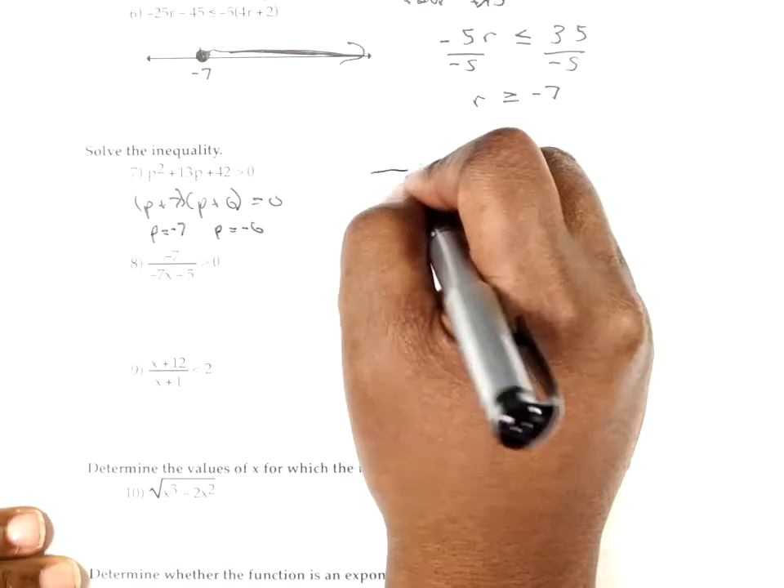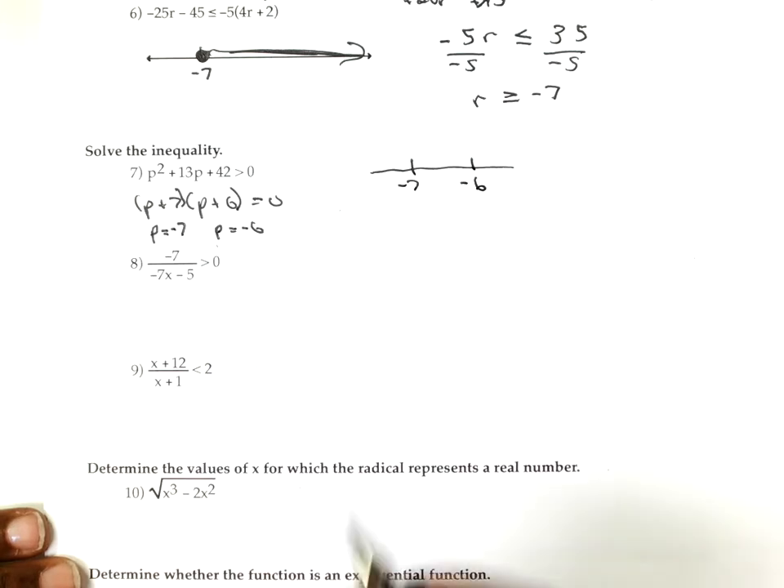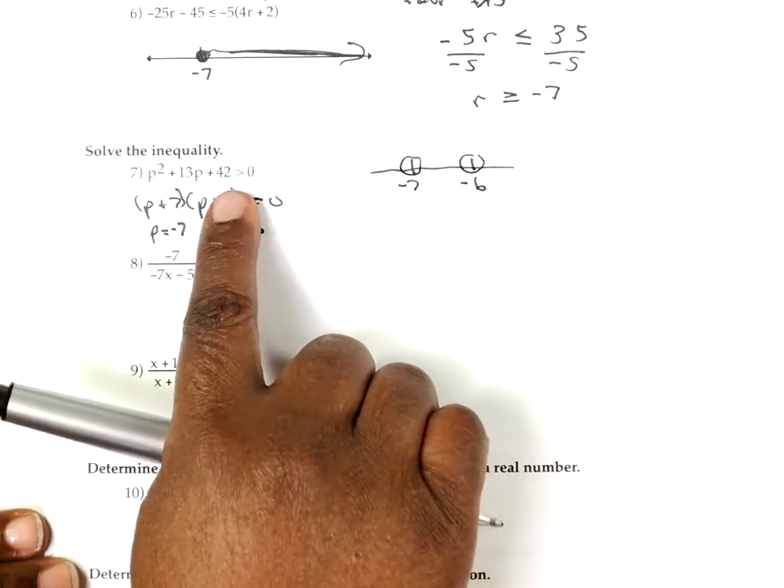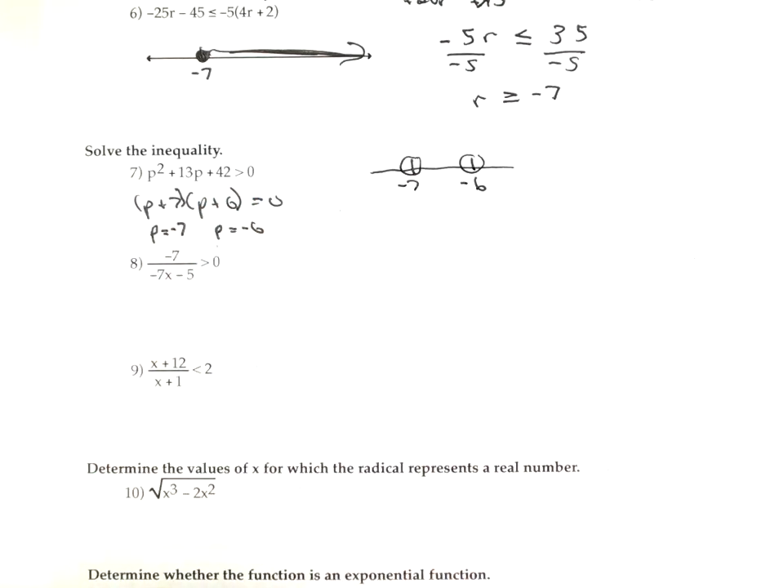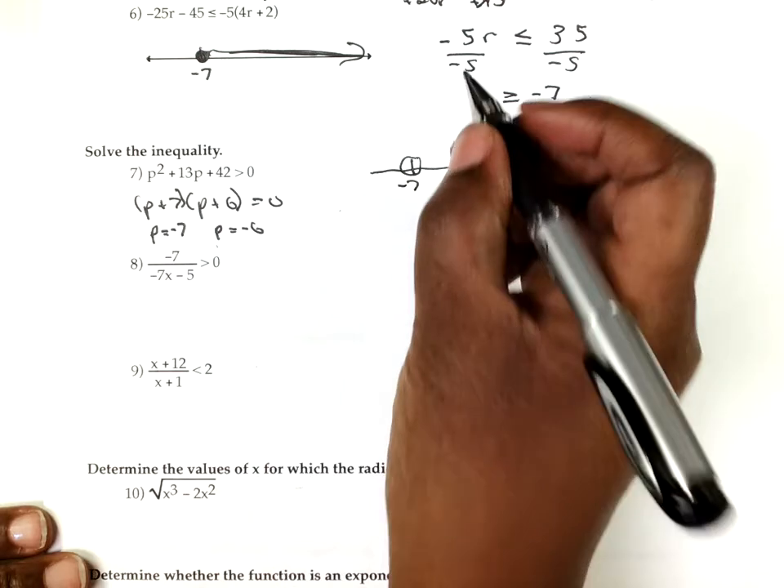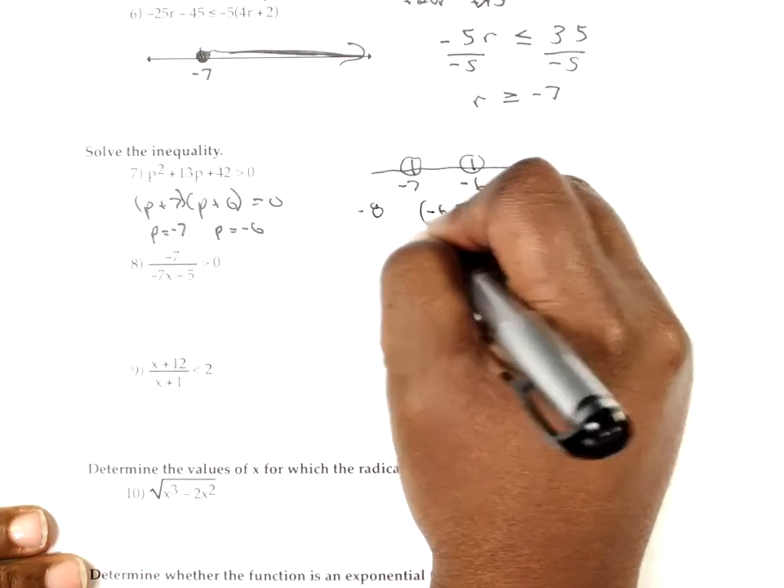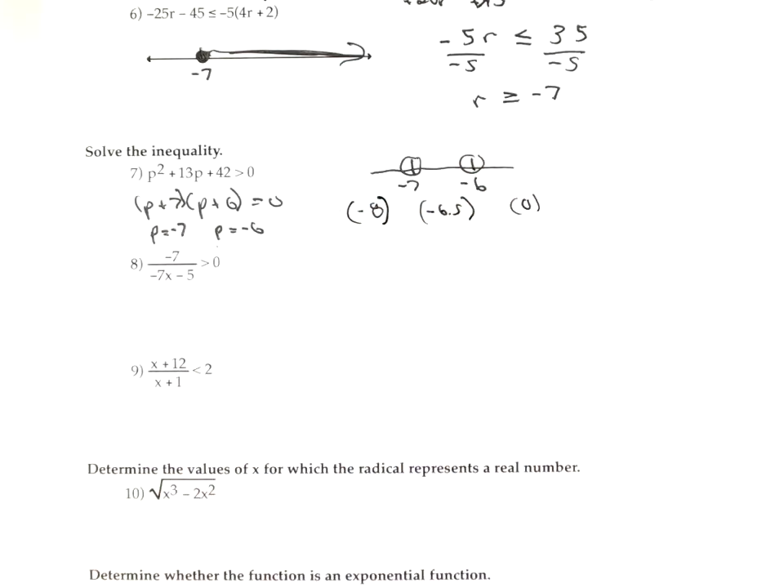So on my number line, I'm going to put negative 7 and negative 6. Neither one of them can be a solution because it was just greater than 0, not greater than or equal to. So I put open circles, and then we just pick values in the intervals that we can plug in. So I picked -8, -6.5, and then 0.